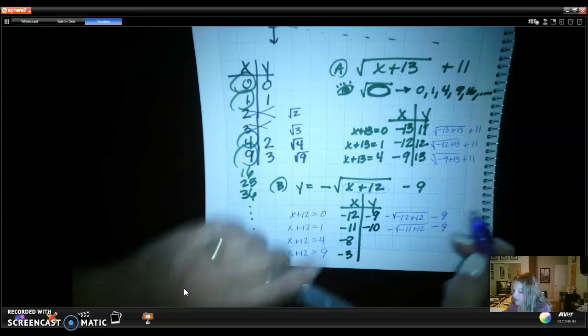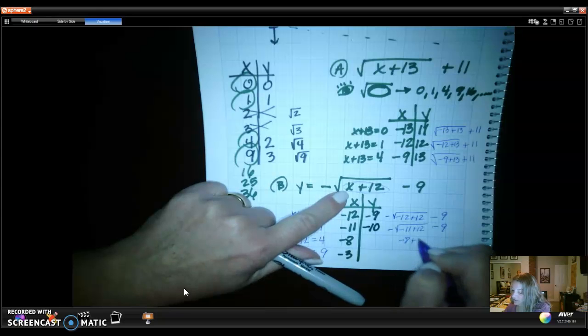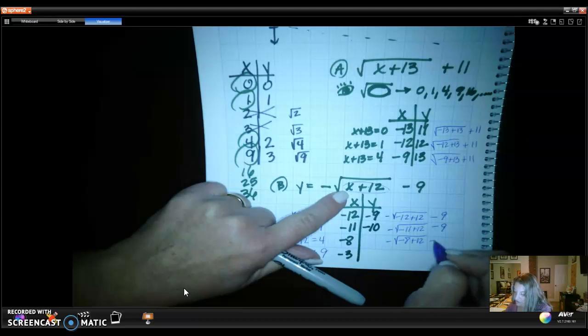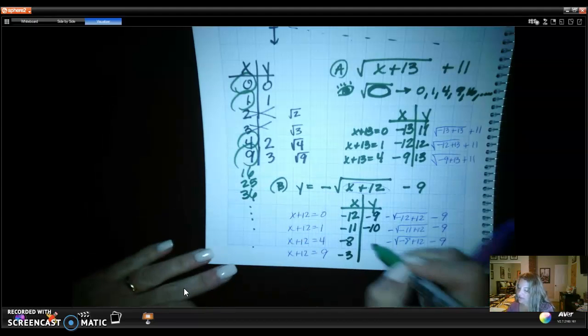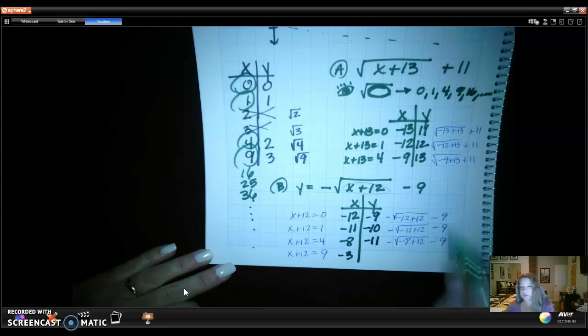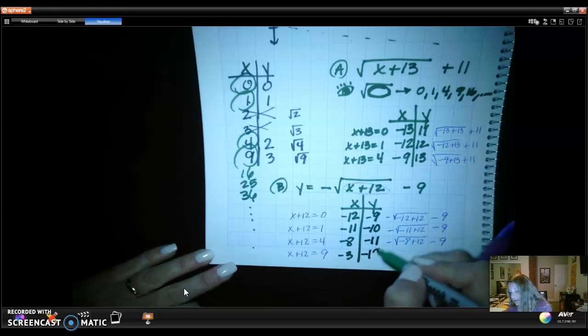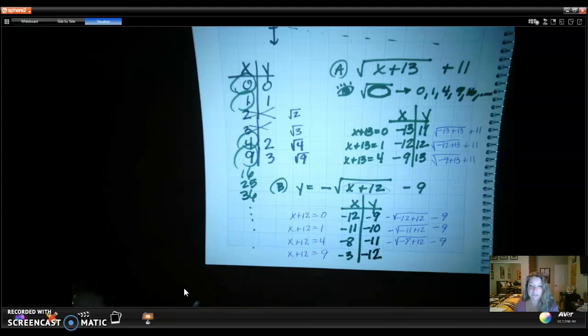Okay, let's go do negative 8. So negative 8 plus 12 is 4. Square root is 2. So now I've got negative 2 minus 9, negative 11. If you look at the pattern, negative 9, 10, 11, I'm thinking that's a negative 12. Let's go double check it.